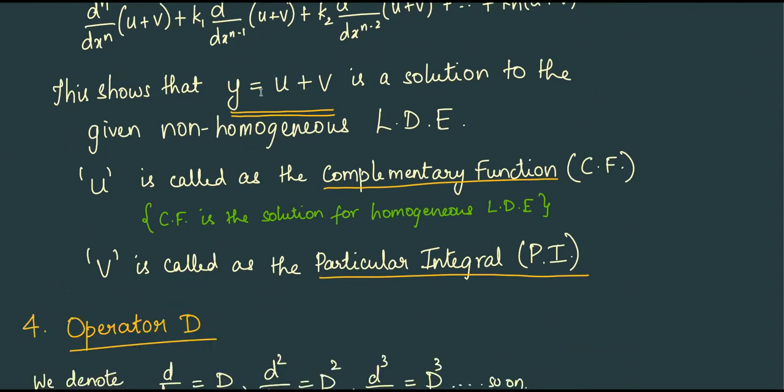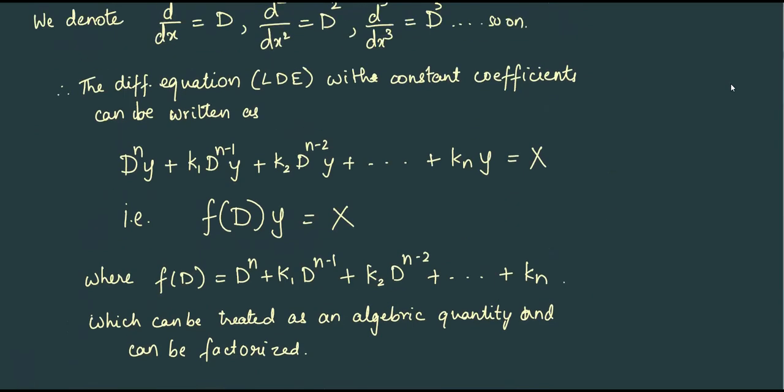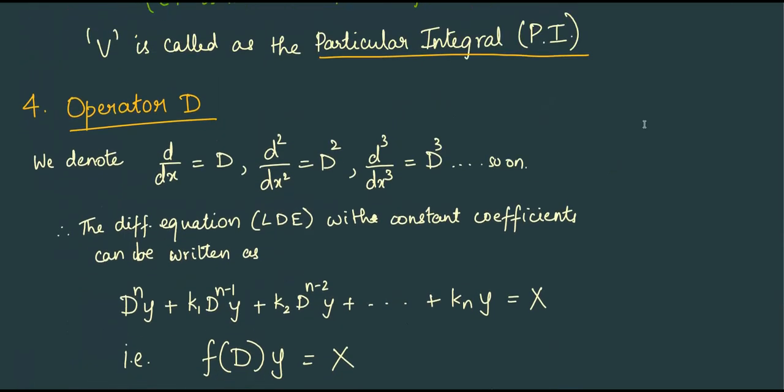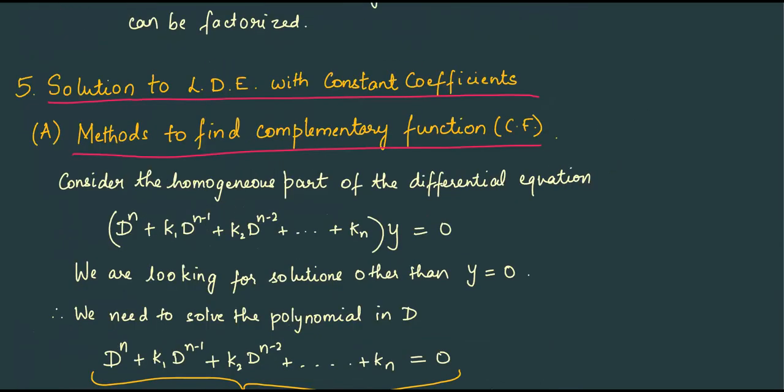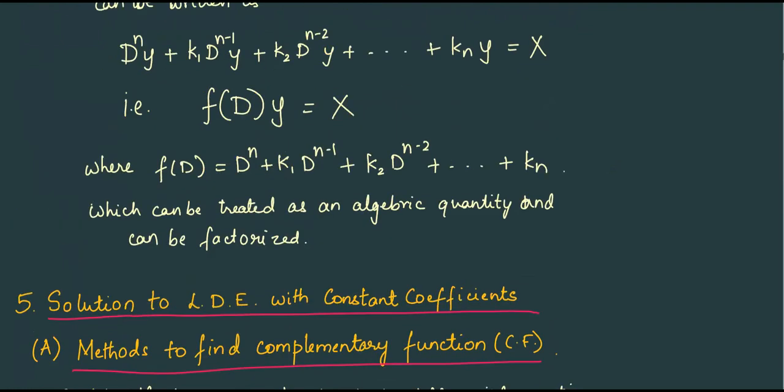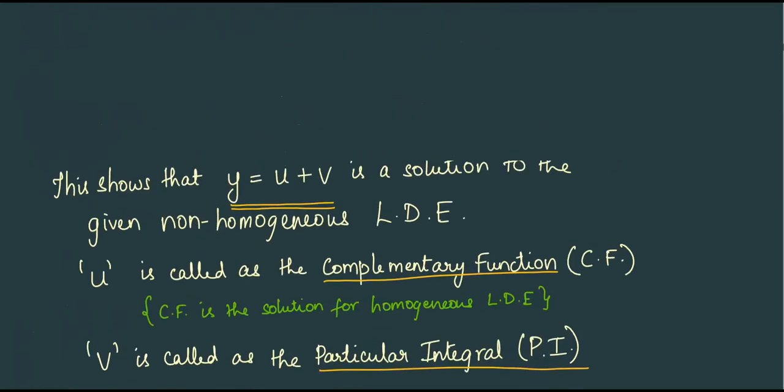This is the solution of the non-homogeneous part of the differential equation. So U is called the complementary function, V is called the particular integral. So how to find these? We use the differential operators. How to find U and V?